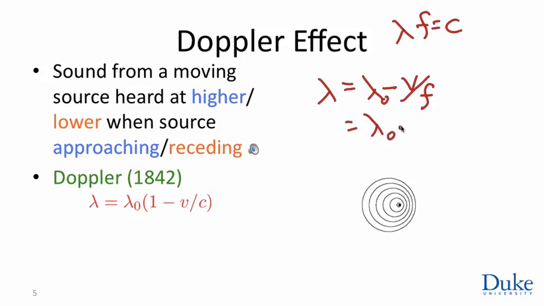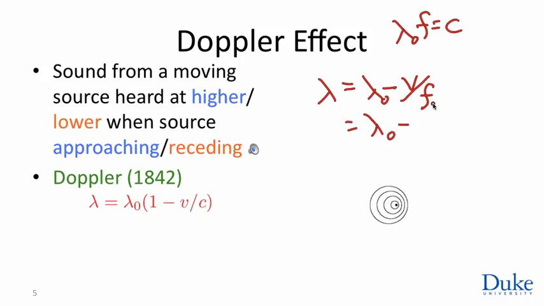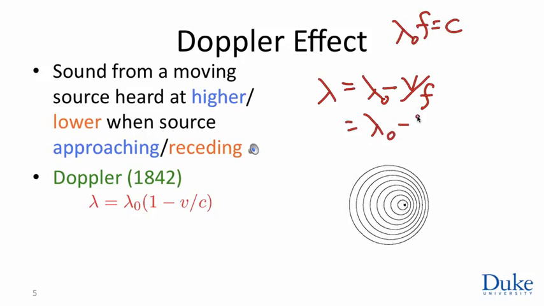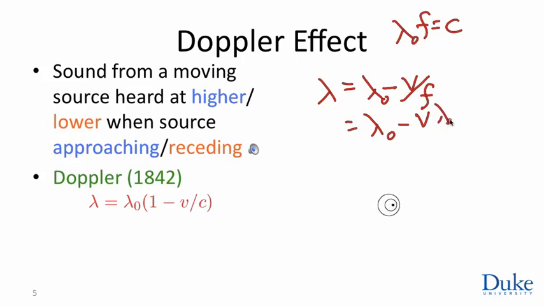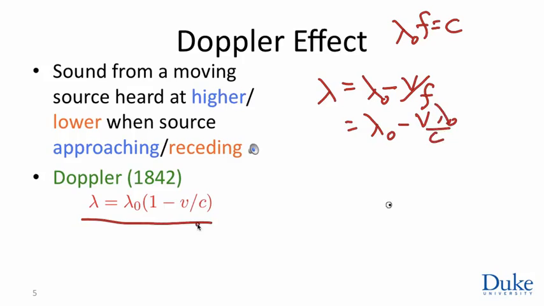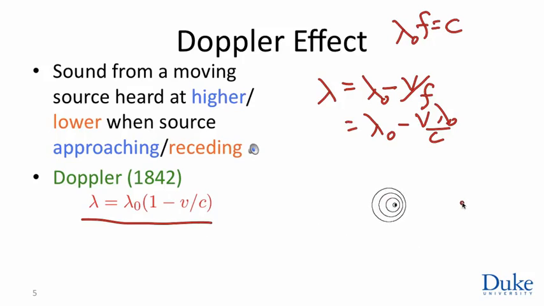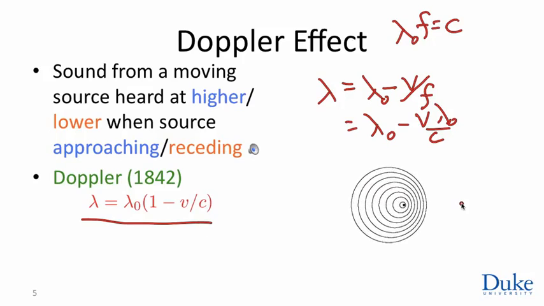Lambda is lambda 0 minus v lambda 0 over c, or Doppler's formula, lambda is lambda 0 times 1 minus v over c. Notice that this v was taken to be positive when the source was approaching the observer.